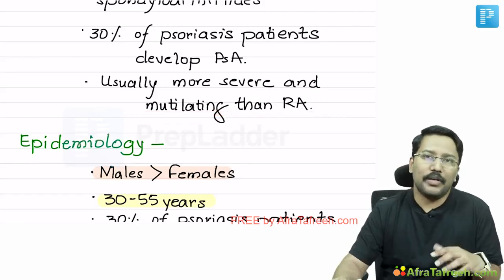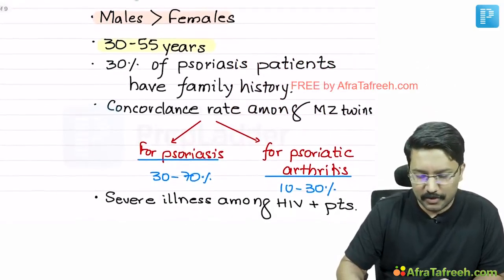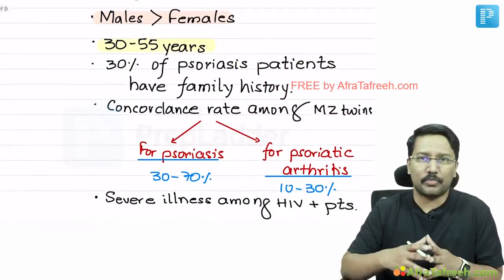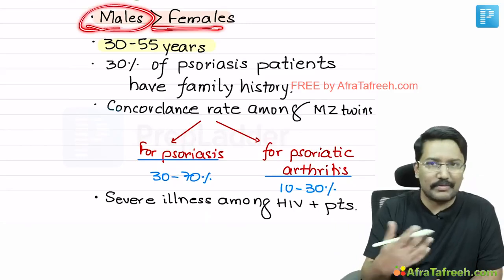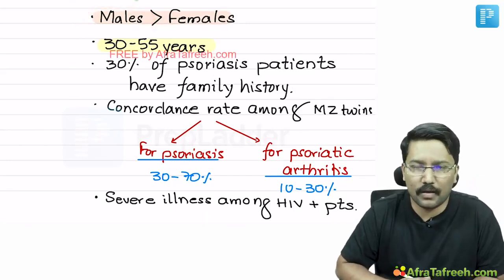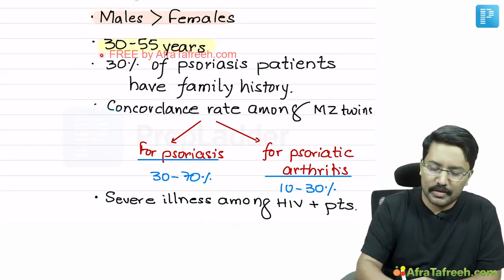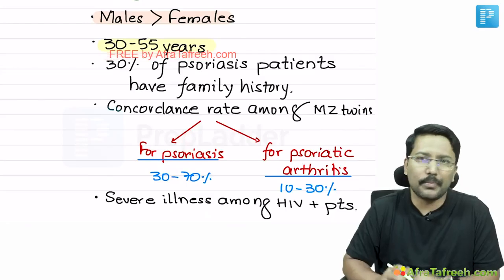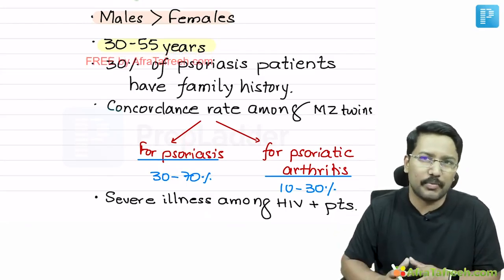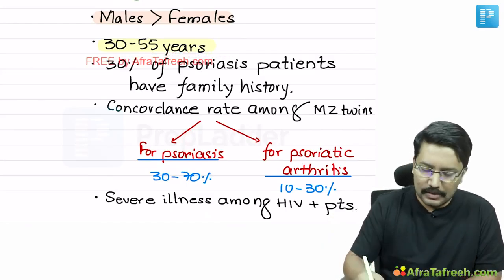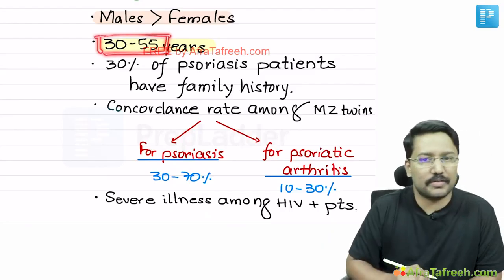Now coming to the epidemiology of this disorder, just like any other peripheral spondyloarthritis, as such spondyloarthritis, males are more affected than females, even in case of psoriatic arthritis. The usual age group of presentation is somewhere between 30 to 55 years of age. Yes, I agree, from pediatric age group to relatively elderly people, you may see psoriatic presentation, but the majority of the patients present in this age range of 30 to 55 years.